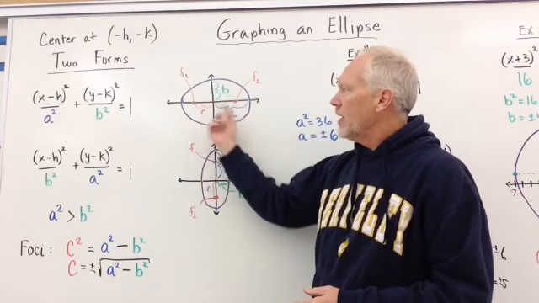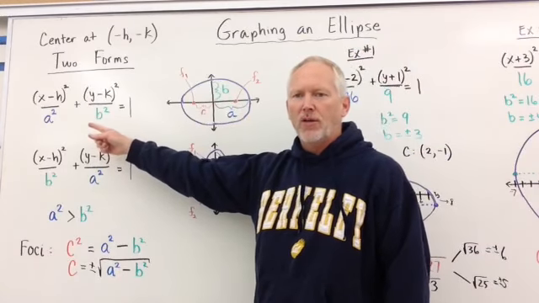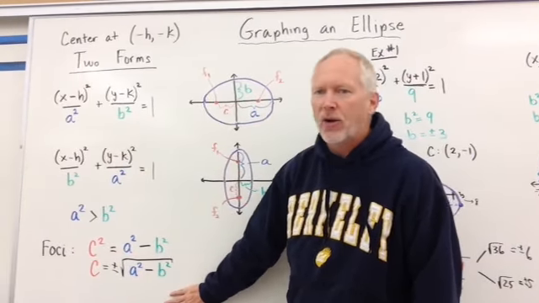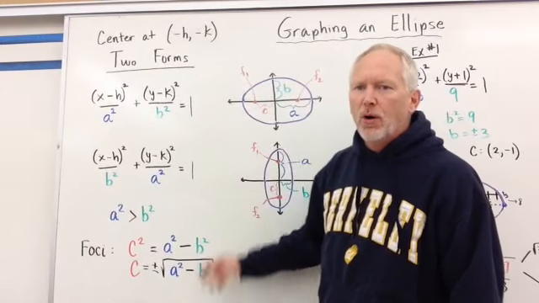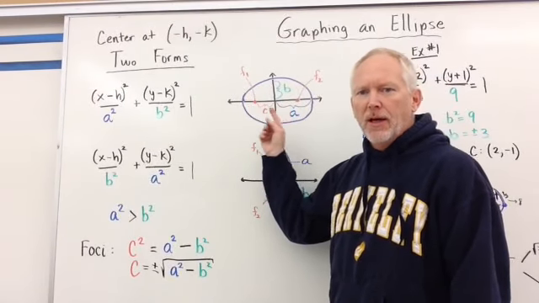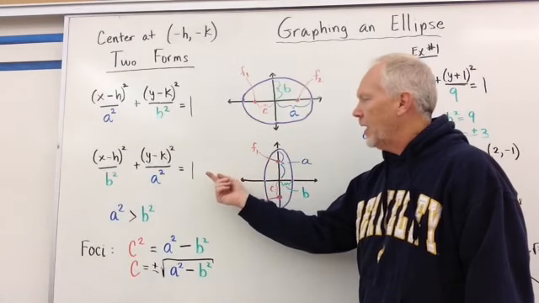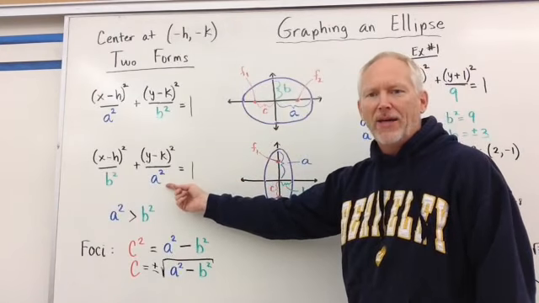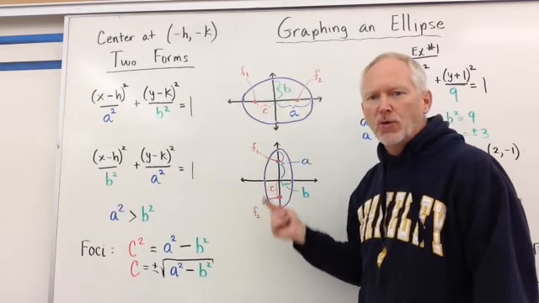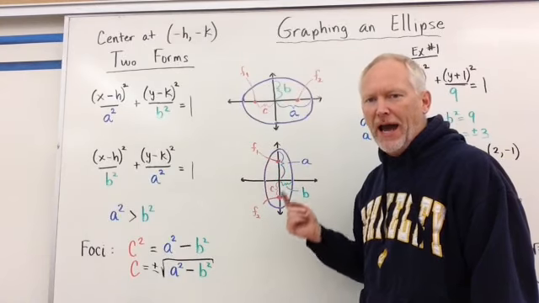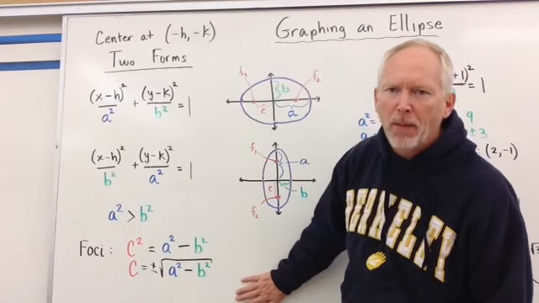The focal points, if the a squared, the larger number, is under the x category, then of course your focal points will be on the x-axis. If the a squared is greater under the y category, then the focal points will be on the y-axis. All right, so something to remember there.